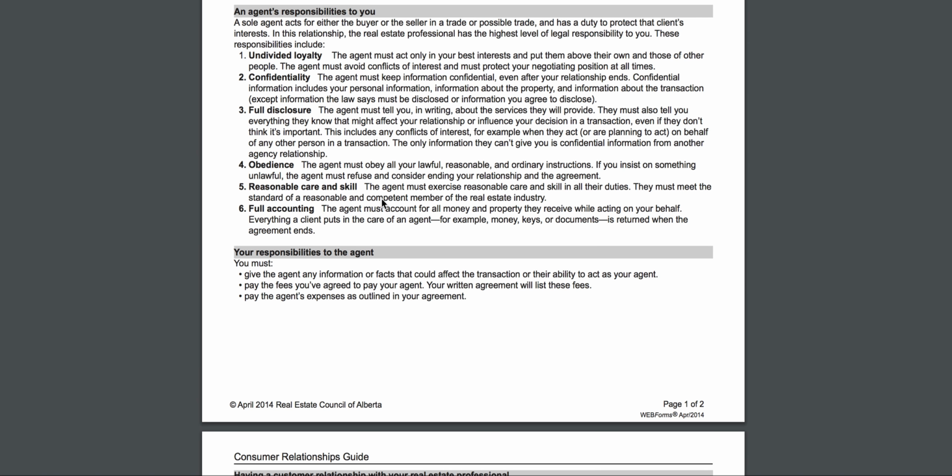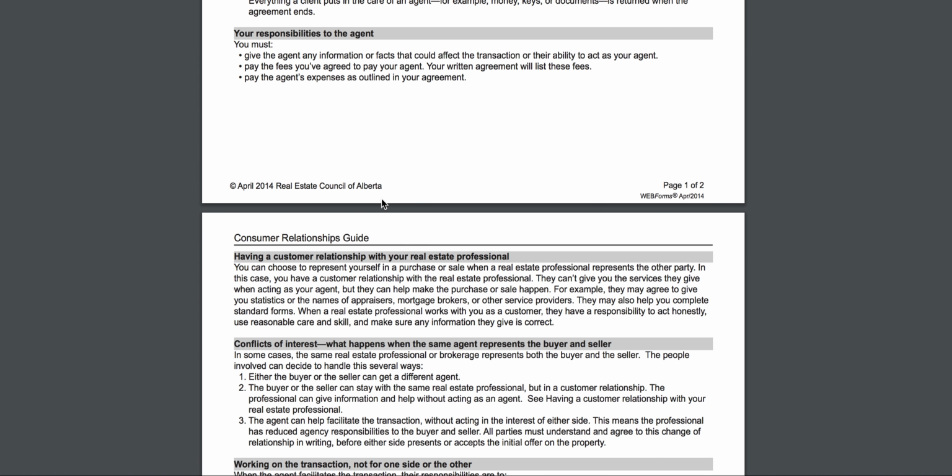Whether that be money, keys, documents, etc., it's all returned to you when a relationship ends, when an agreement ends. So for example, when we're listing a home, we get a key from you and put it into a key box so that other agents have access to your home. When an agreement ends, you obviously get your key back. Same thing with money. When there's deposits that come in, we obviously account for it and let you know what's going on with regards to that.